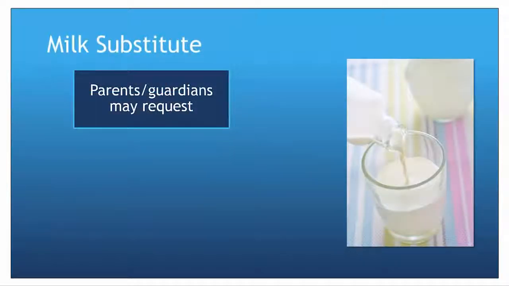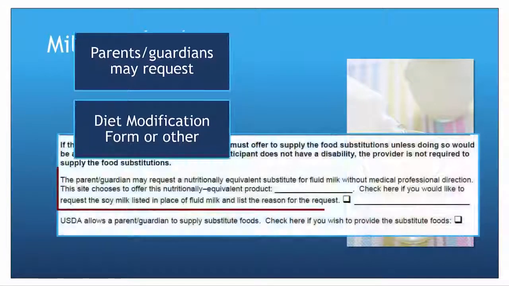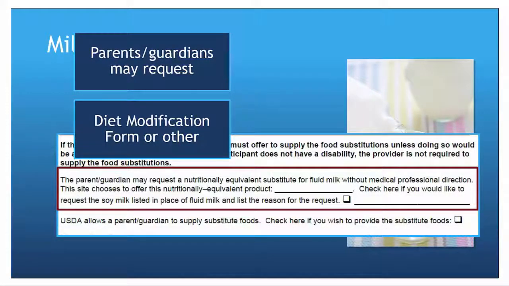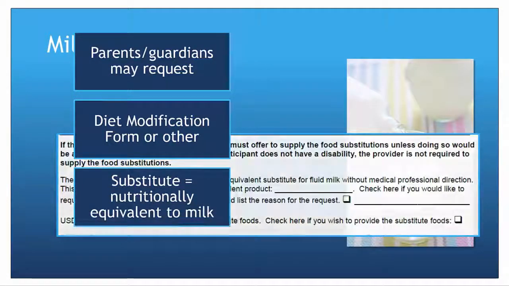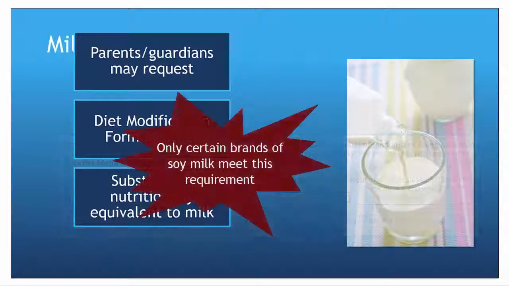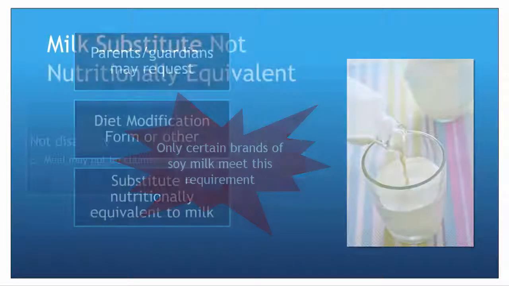Parents, guardians may make a written request for a milk substitute. The request may be made on the diet modification request form or other document. The substitute must be nutritionally equivalent to cow's milk. Only certain brands of soy milk meet this requirement.